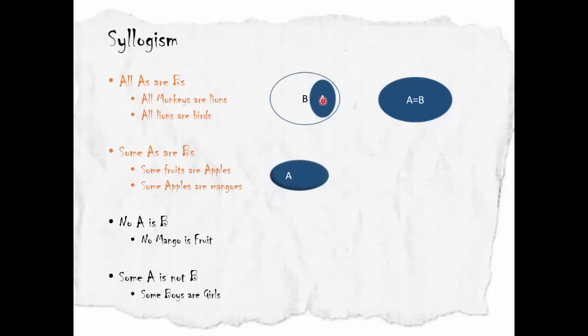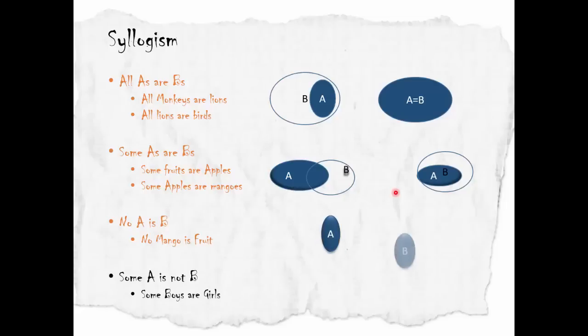Some of A's are B. So we draw A and we draw B such that at least some portion of A is B, and at least some portion of B is A. This we can also achieve by drawing this, right? So at least some portion of A is B. In this case also, we just have to make sure that there is at least some portion of A which is in B. So these are the two possibilities in this statement.